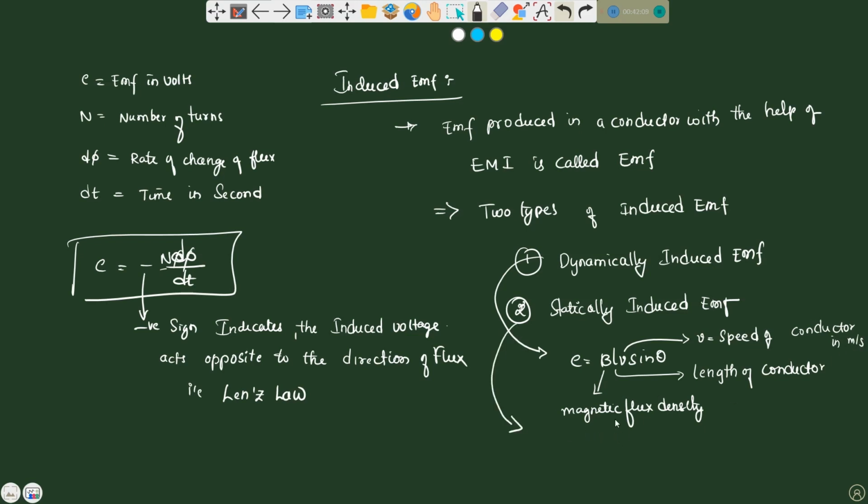So we have statically induced EMF. Here dynamically induced EMF is nothing but whenever a conductor is moved in a magnetic field in such a way that it cuts the magnetic field lines or forces, and an EMF is induced in the conductor. Statically induced EMF means whenever a conductor is placed in an alternating magnetic field, then the magnetic flux cuts itself and an EMF is induced. This induced EMF is called statically induced EMF. Mathematically E is equal to minus n d phi by dt. Okay. So this is statically induced EMF.